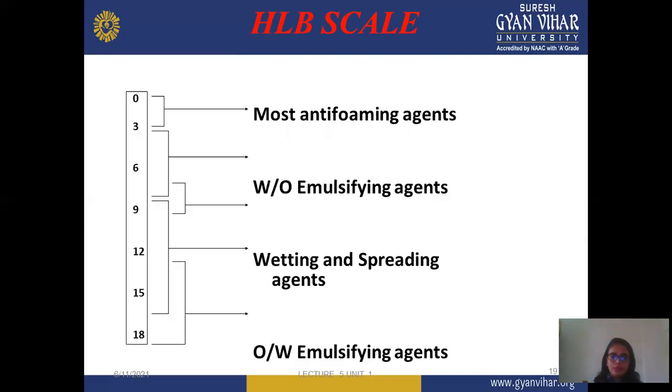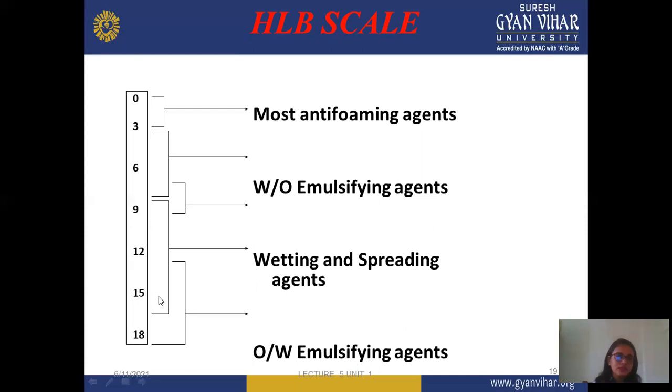This is a diagrammatic representation of the HLB scale. In this, 0 to 3 is mostly antifoaming agents. Then 0 to 6 is antifoaming agent, and between 3 and 9, or 6 to 9, is W/O emulsifying agents. W/O emulsifying agents means water in oil in nature. Water in oil means water present in oil, which may be lipophilic in nature or show more solubility in oil.